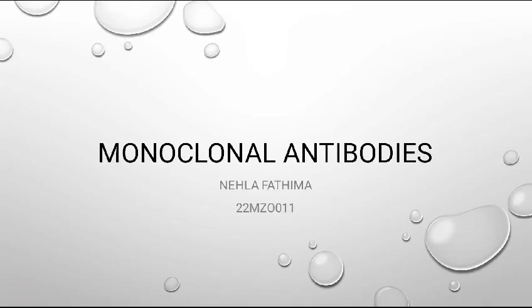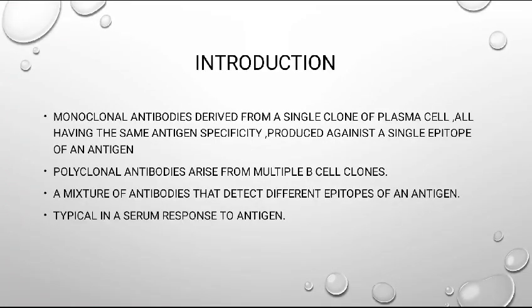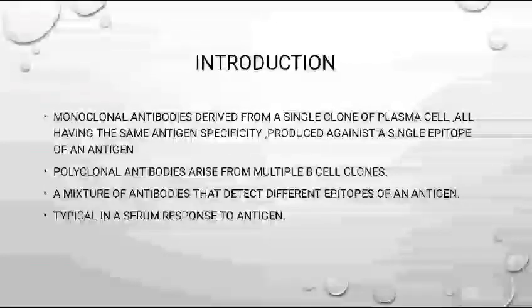Let's get started. Introduction. Monoclonal antibodies are derived from a single clone of plasma cells, all having the same antigen specificity and produced against a single epitope of an antigen, while polyclonal antibodies arise from multiple B cell clones. They are a mixture of antibodies that detect different epitopes of an antigen, and polyclonal antibodies are typical in a serum response to antigen.